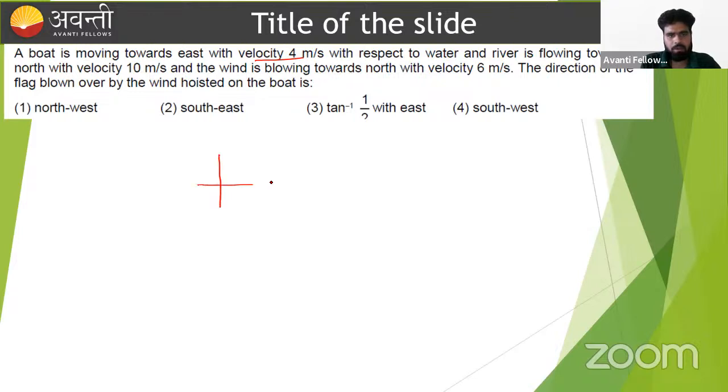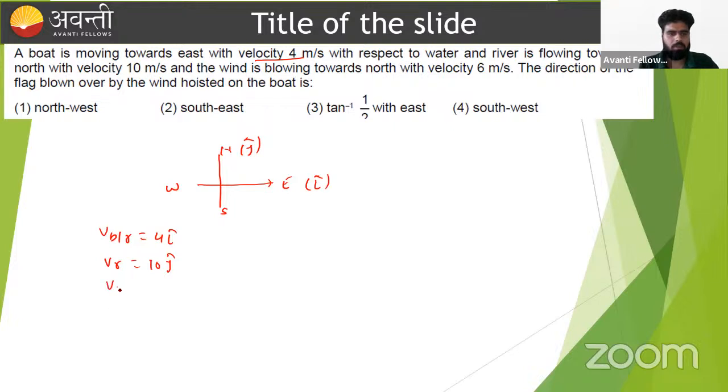To consider the direction, say this is east, north, south and west. Say east direction in a plane is i cap, j cap. So here we can say the velocity of boat with respect to river is given as 4i. And it is also given that the river is flowing towards the north. The velocity of river is given 10, north means j cap, 10j cap.